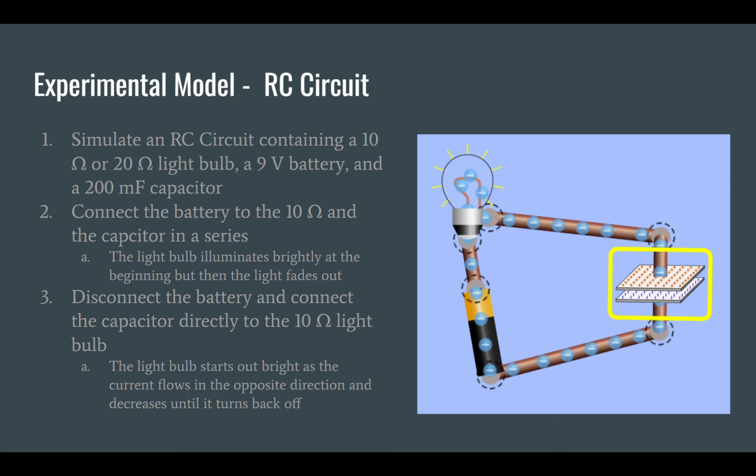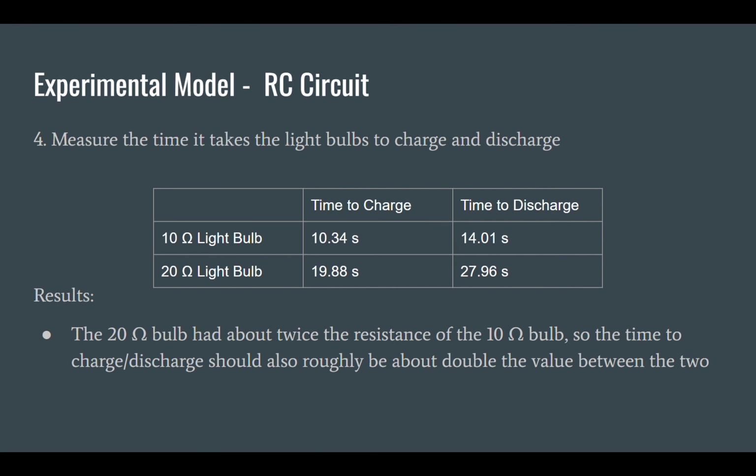Next, we switched to working with an RC circuit containing a light bulb, battery, and a capacitor. When you connected the whole thing together, the light bulb illuminated brightly at the beginning, but then the light faded out. And then if you disconnected the battery and connected the capacitor right to the light bulb, it started out bright as the current flowed in the opposite direction and then decreased until it turned back off.